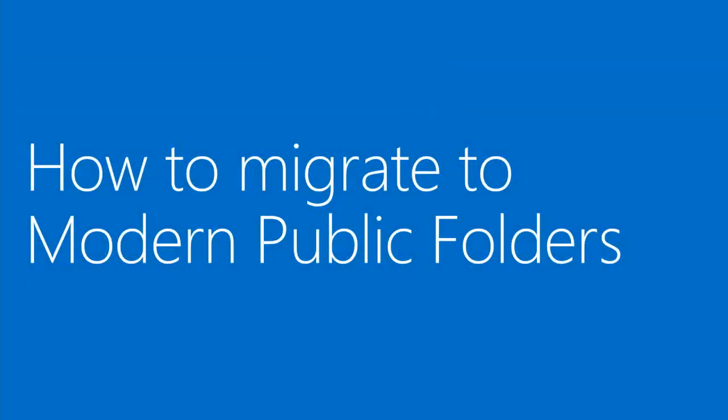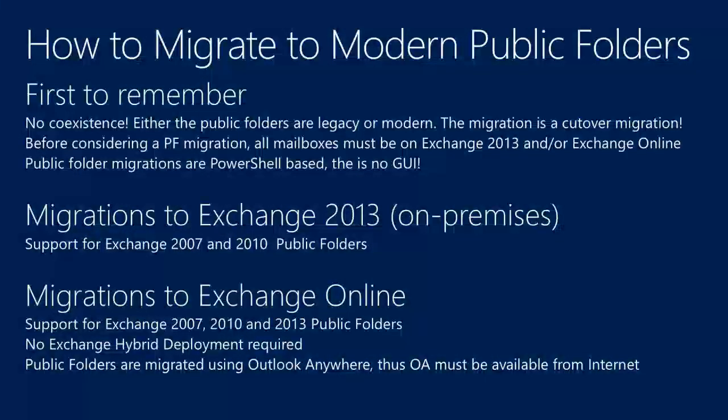Okay, so that's it regarding the architecture. So let's talk about the migration, and we jump into pretty much detail here before the demo. As I said, the first thing to remember here is that public folders cannot coexist. They're either or. Either they are on legacy, so on Exchange 2007, 2010, or they are modern. And that's what you need to consider in your public folder planning.